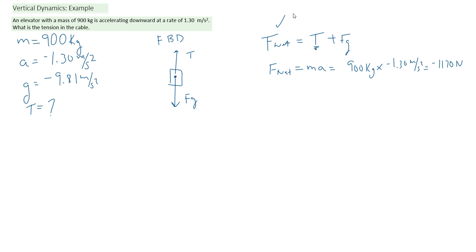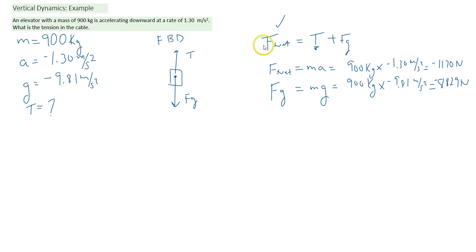So now we have our net force. We just need to find our force of gravity. And again, we can calculate our force of gravity. The force of gravity is equal to the mass times the acceleration due to gravity. So we have 900 kilograms times negative 9.81 meters per second squared, and that's equal to negative 8,829 newtons. It's negative because the force of gravity is acting downwards.